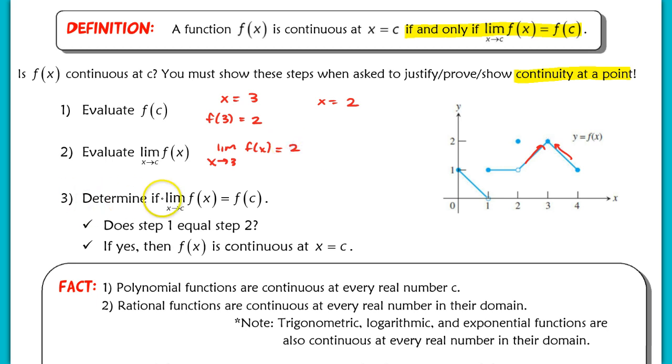Now, if we determine that the limit is equal to the function's value at x equals c, then we can say that this graph is continuous at the point c. Clearly in this case we do see that f of 3 is equal to the limit as x approaches 3. So in that case, we would say our function f of x is continuous at x equals 3.